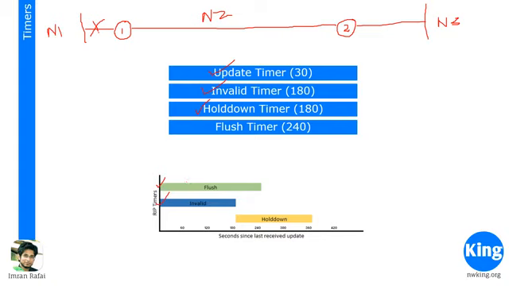So invalid and flush timers start together, and in 240 seconds, when the flush timer reaches 240 seconds, whichever network that flush timer was for, it deletes that network from the routing table and the updates are sent back. That's what the timers are.